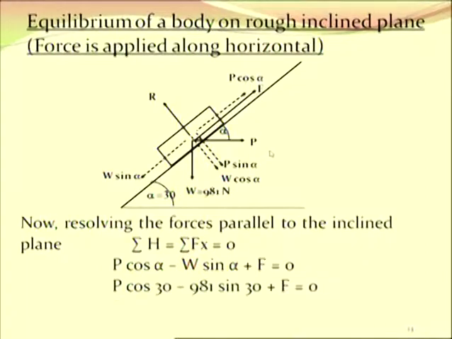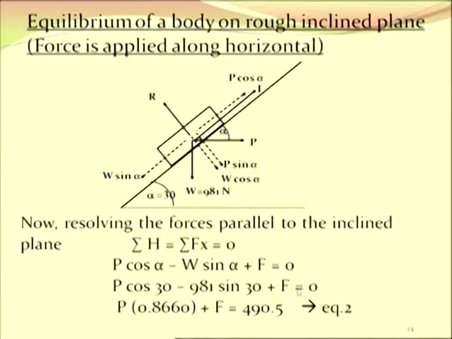Now here certain data is given to us where W is given, so we can put 981, and alpha is given to us, that is 30 degree. So putting that there, it is P cos 30 minus 981 sin 30 plus F equals 0. Putting the value of cos 30, that is 0.8660, and sin 30 which is 1/2, multiplying we get 981 into 1/2, that is 490.5, which is negative. If we put it on the other side, then it becomes positive.